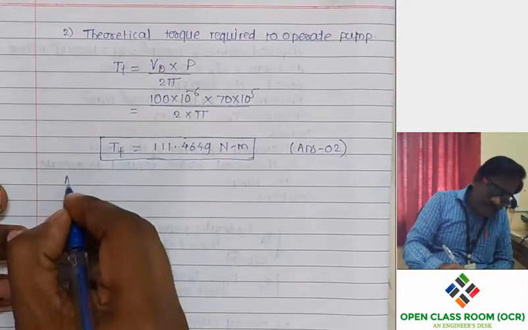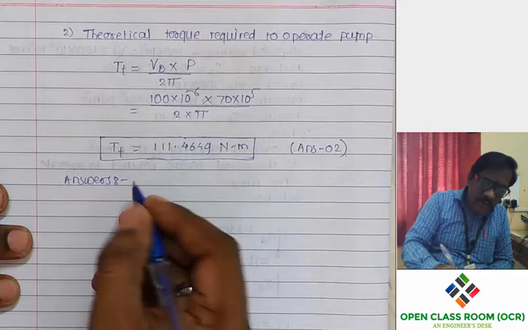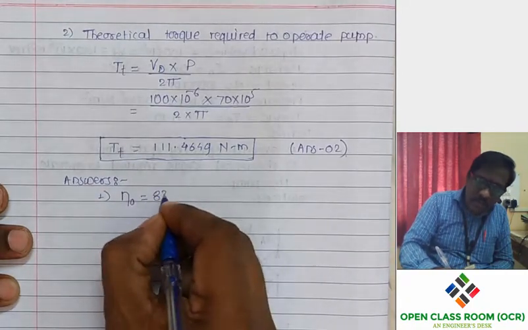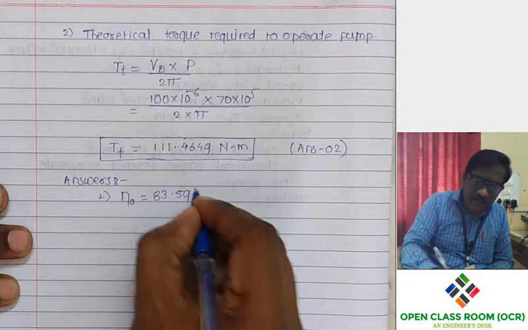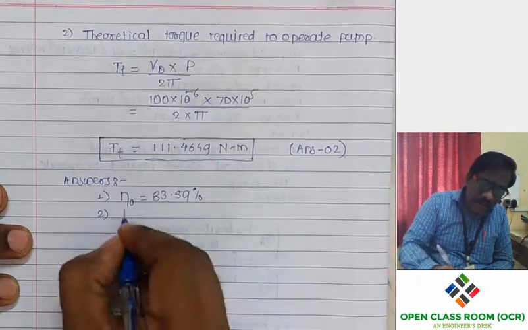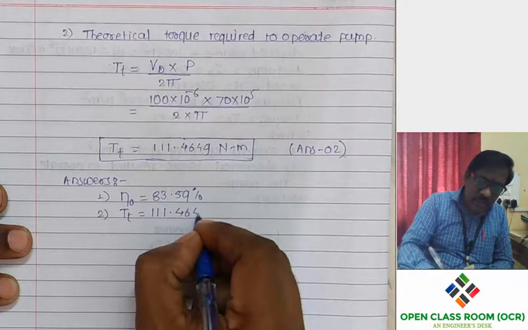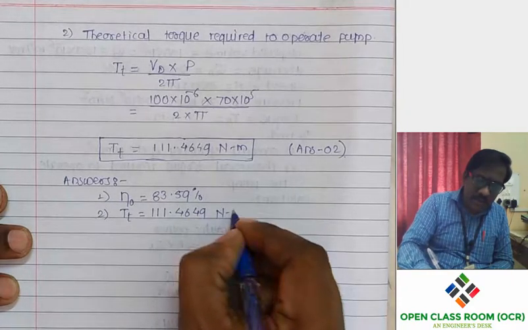So we got the answers for this given numerical. The first, the overall efficiency, is 83.59%, and second, the theoretical torque is 111.4649 N·m. Thank you.